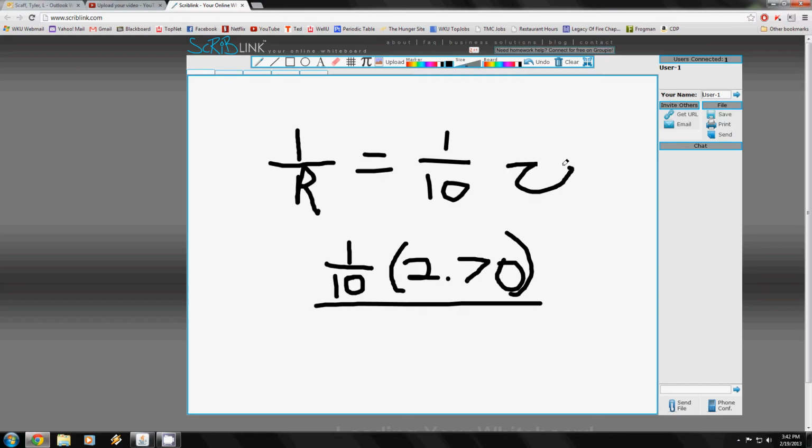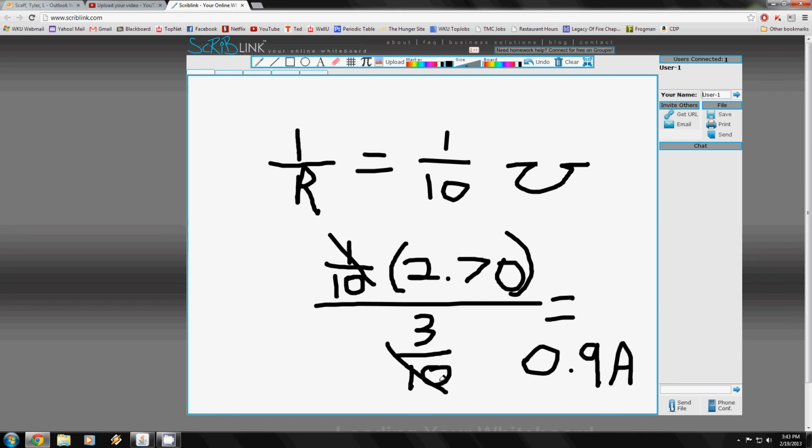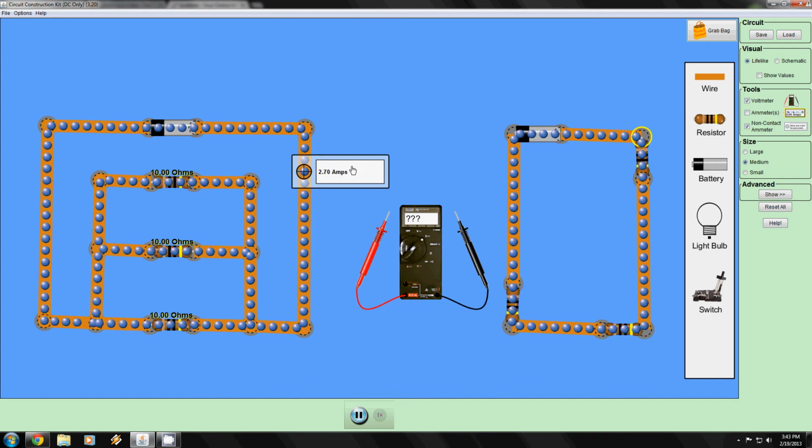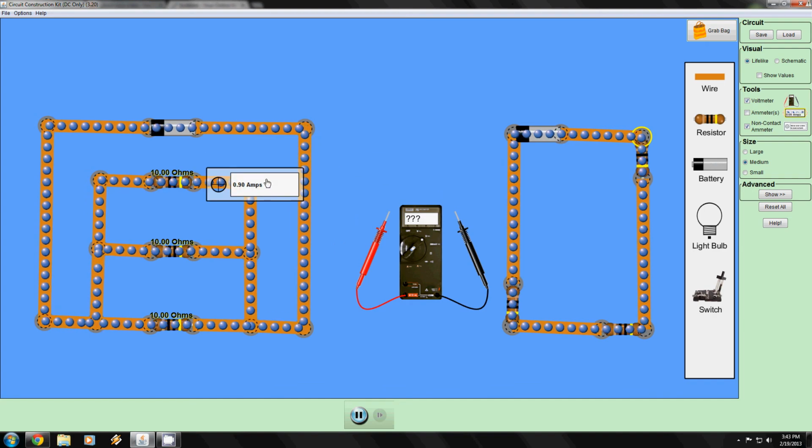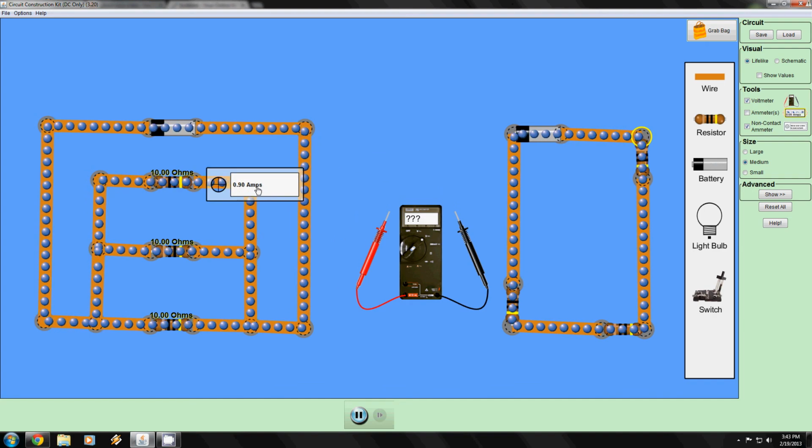And remember, the symbol for Siemens is an upside down ohm, or omega. So we have 3/10 down here, and these tenths are going to go ahead and cancel out, so you're actually going to have 2.70 divided by 3, and that's going to give us a total current of 0.9 amps. And if we go back here and use the non-contact ammeter, we'll see that that is indeed the case, 0.90 amps.